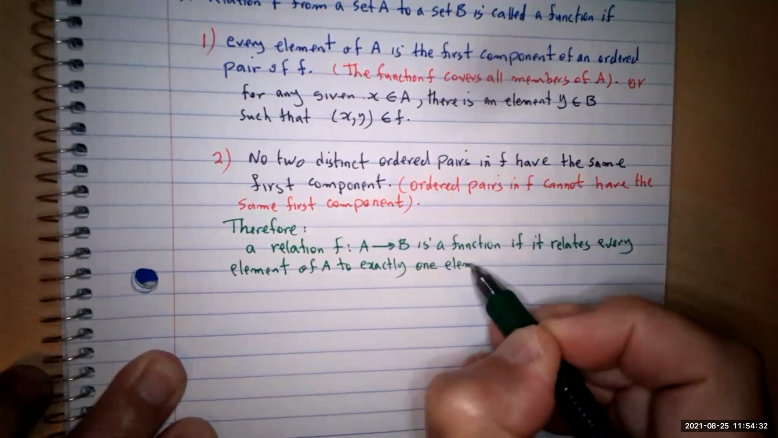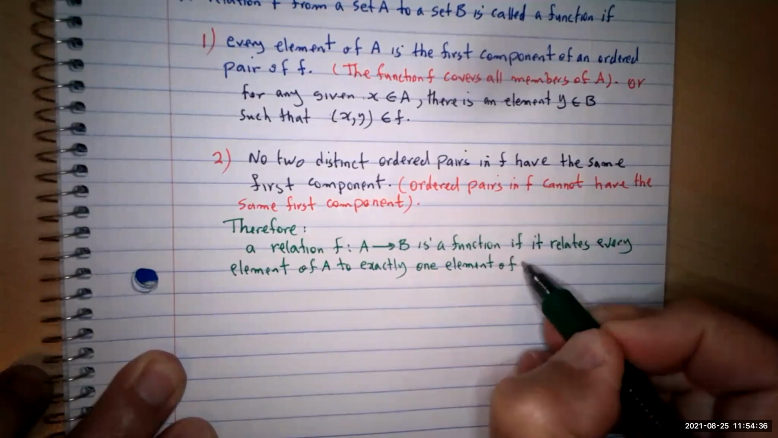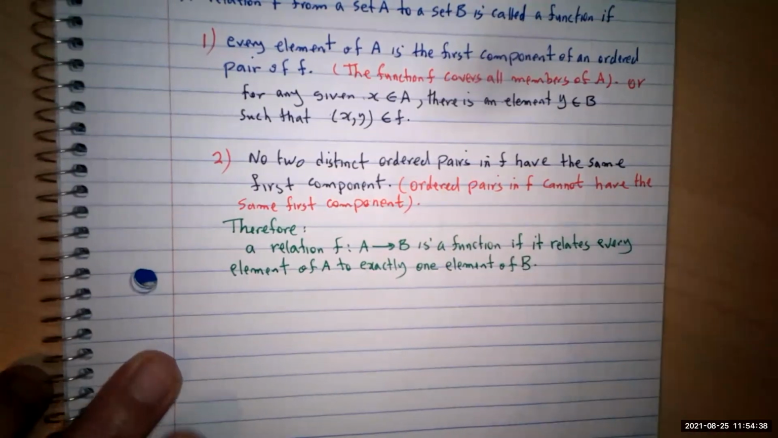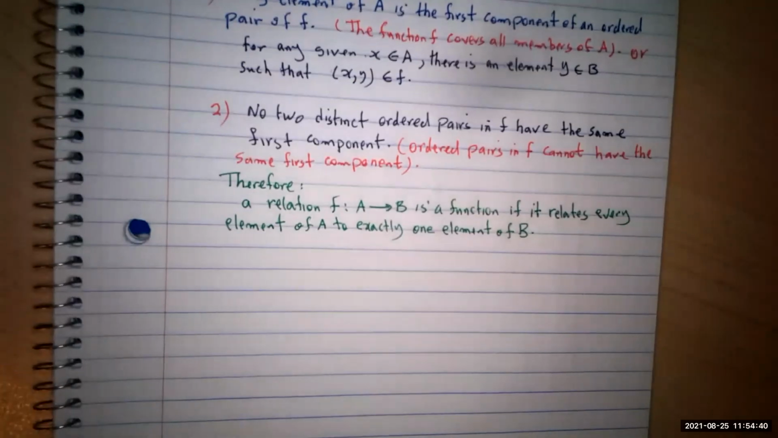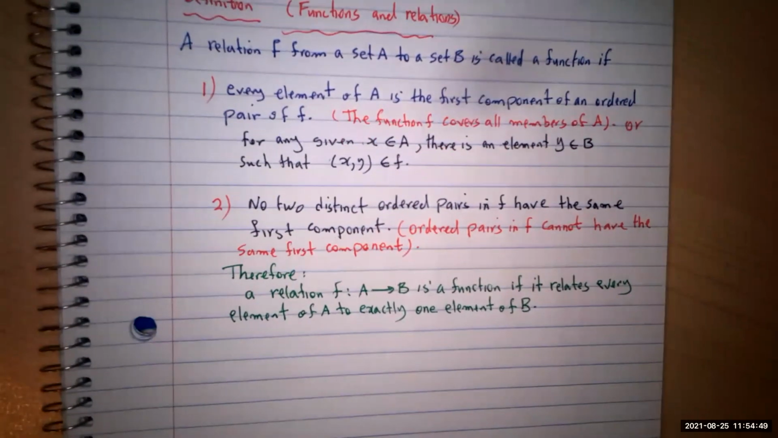One element of B. This interpretation helps us to give you the definition. Okay, so this is a definition of the function in terms of the relation. It was first given by a German mathematician. His name is Dirichlet.